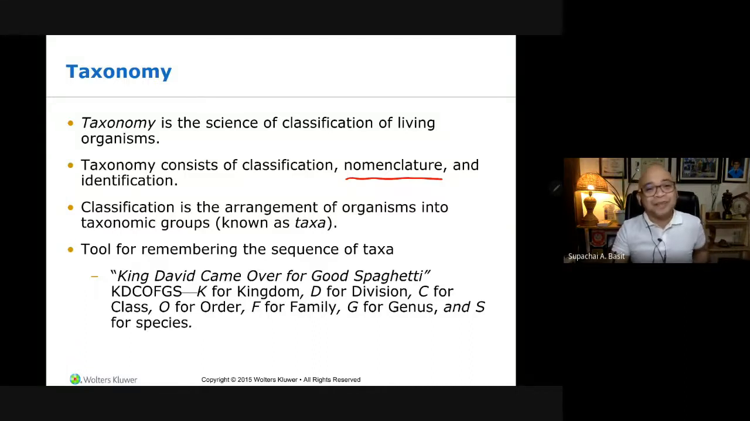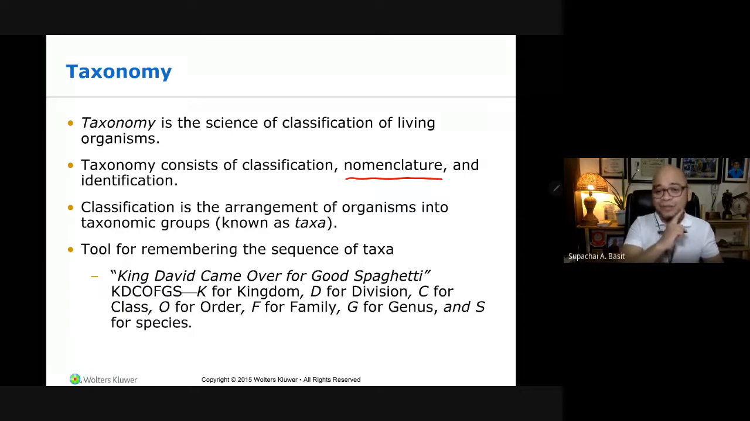So in order for you not to forget the hierarchy, we have here a mnemonic. It's KDCOFGS: King David came over for good spaghetti. So don't forget K for kingdom, D for division, C for class, O for order, F for family, G for genus, and S for species.